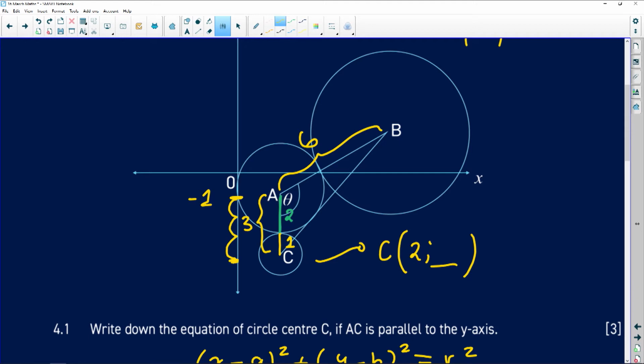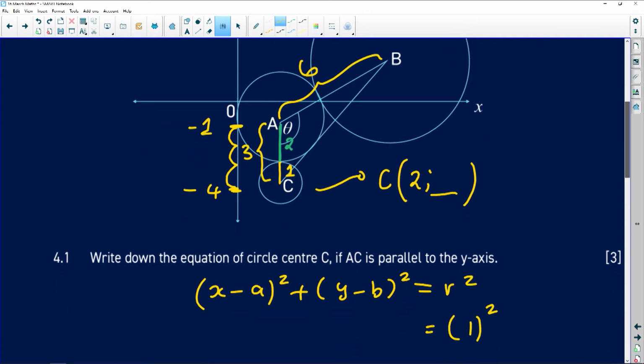So that means that point C is actually lying at a y value of exactly -4, because you're going down 3 units according to the length of AC. And that is actually going to leave us at -4. Now I'm going to take those as the coordinates of the center and plug them in this equation.